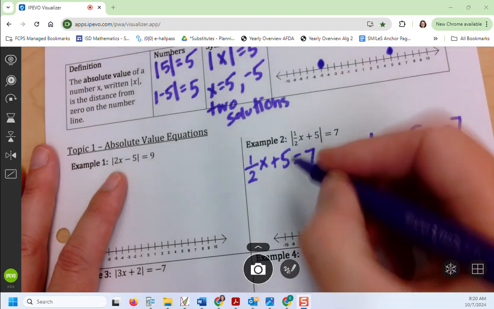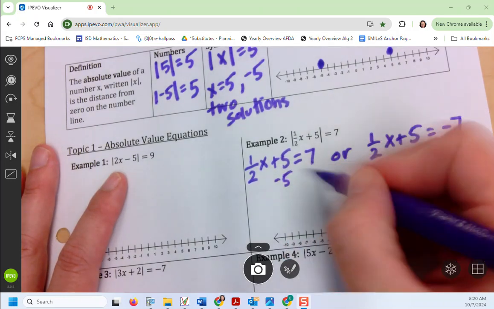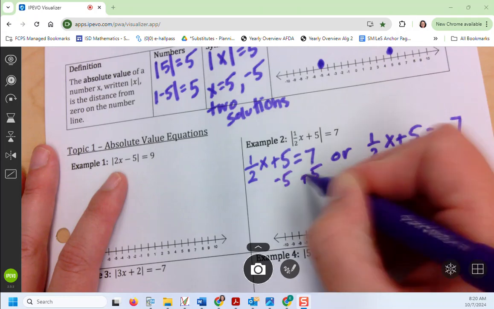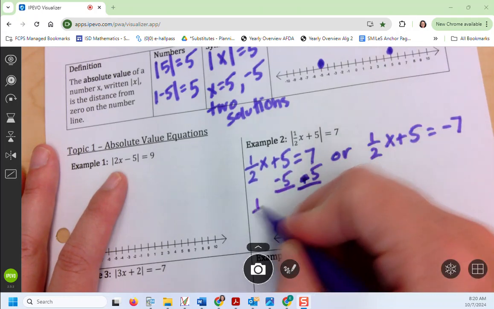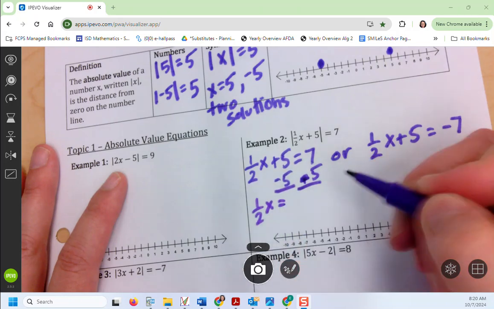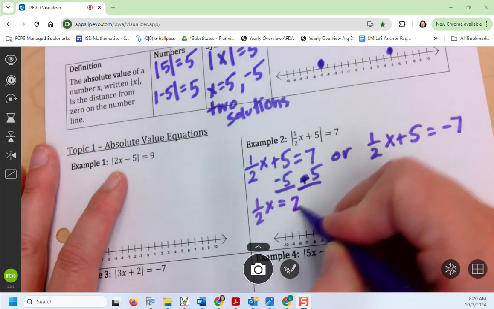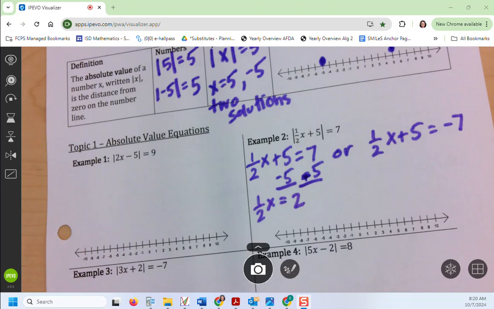So I'm going to subtract first. I'm going to undo the adding with subtracting. Oops, sorry, minus 5 on both sides. So I have 1/2 x equals 2, because I subtracted 5. And then how could I get rid of that 1/2, the fraction? Multiply by what? 2. By 2. That does work, yeah. Did anybody have a different idea? Because there are other ideas that work too.